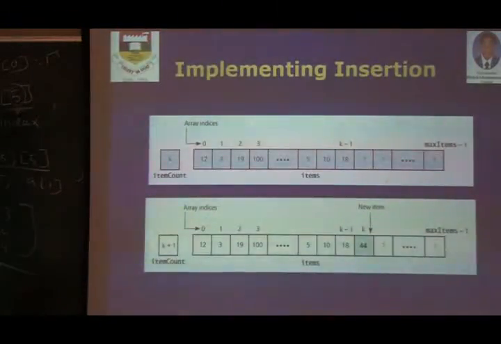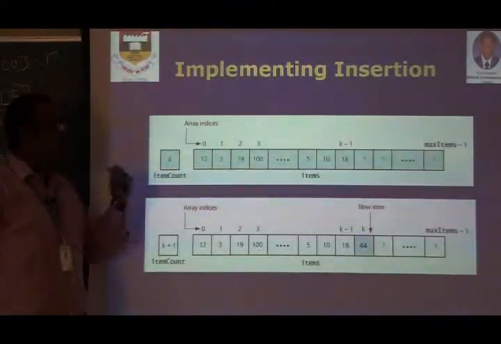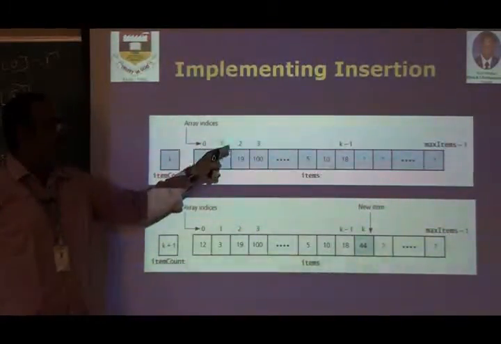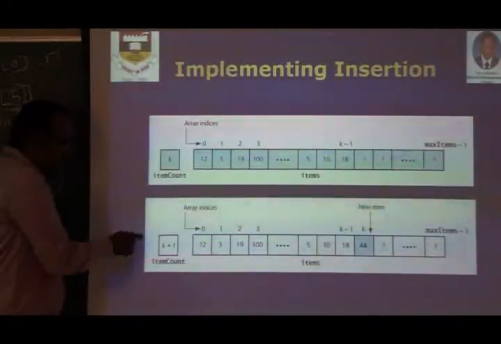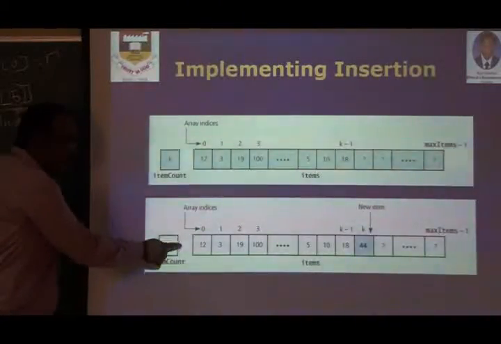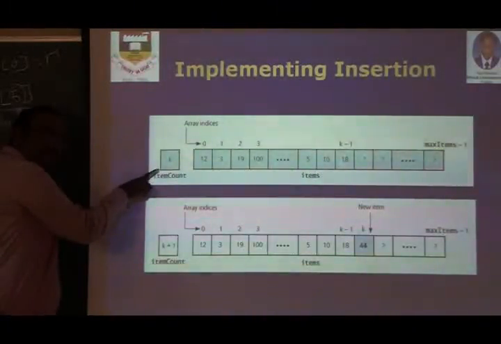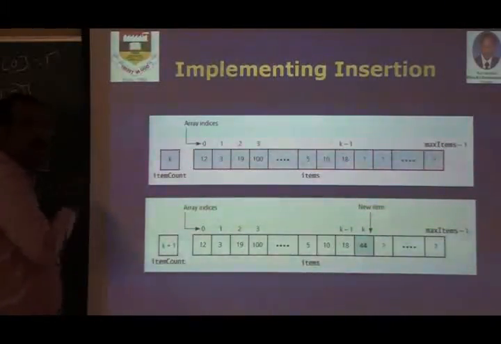Now the insertion is performed in the implementation. Here k is the item count. How many elements are there? We represent that as k. This is the indexing 0, 1, 2, 3, 4. After inserting, very simple, which we have already seen, we increment the item count to k plus 1. So initially k, after inserting k plus 1. K is equal to 10, after insertion it's 11.